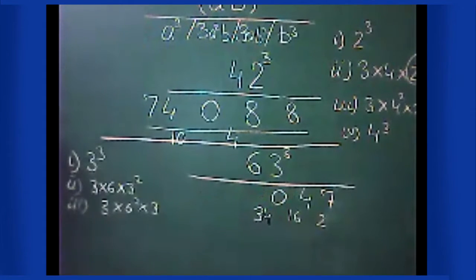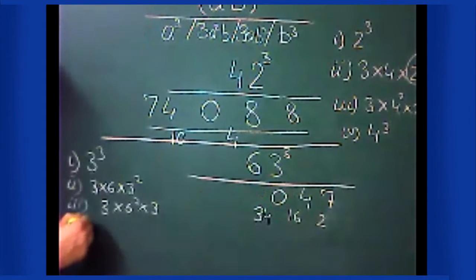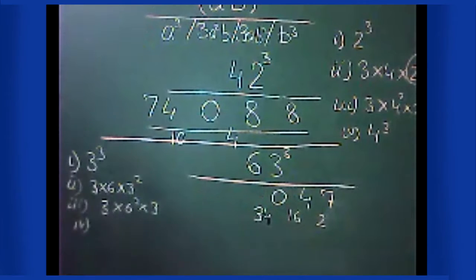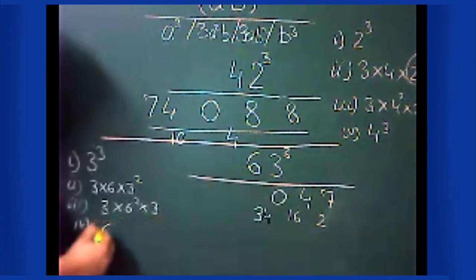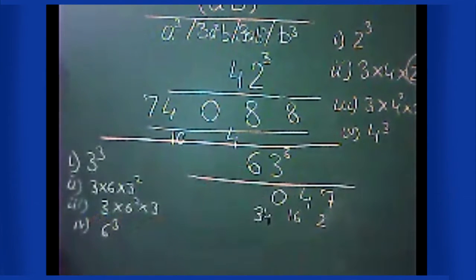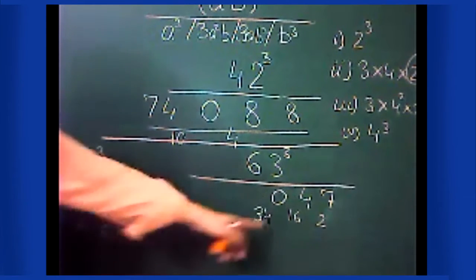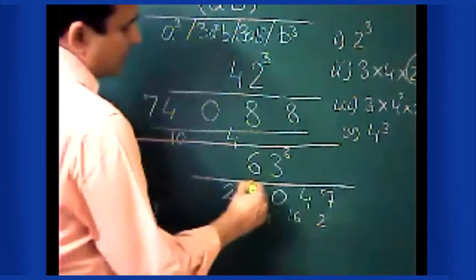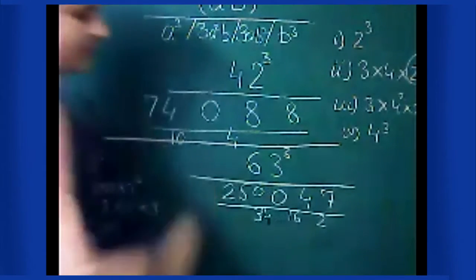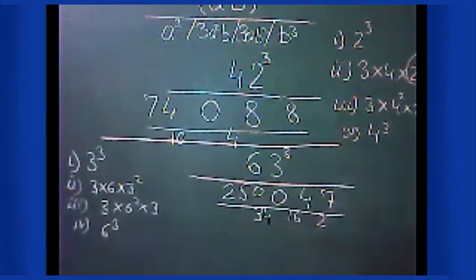Big numbers. Yeah, these are big numbers. So I will give you enough time to calculate yourself. First, learn the technique. The last step is 6 cube. And 6 cube is 216. Plus 34 is 250. So the answer is 250047. Note down this as well.